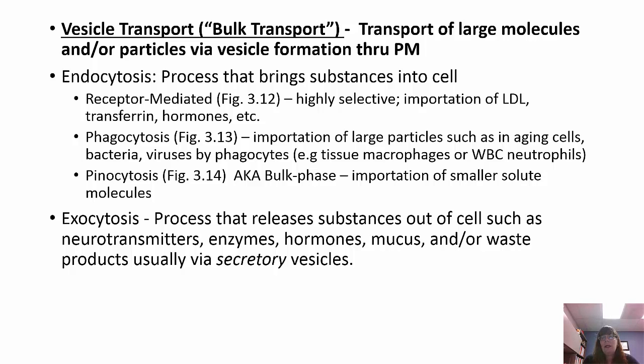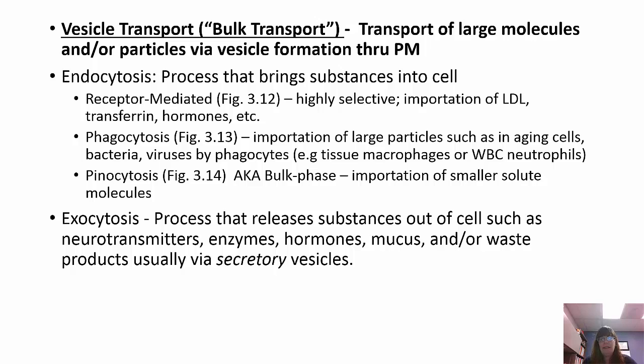Phagocytosis is how you get larger molecules inside the cells, like bacteria. And what happens is the plasma membrane actually kind of puts pseudopods out and reaches out, grabs whatever it is, surrounds it, and brings it in. Pinocytosis is also known as drinking, and this is how importation of smaller solute molecules comes in. What happens is the plasma membrane kind of invaginates on itself and then surrounds whatever we're bringing into the cell and then brings it in.